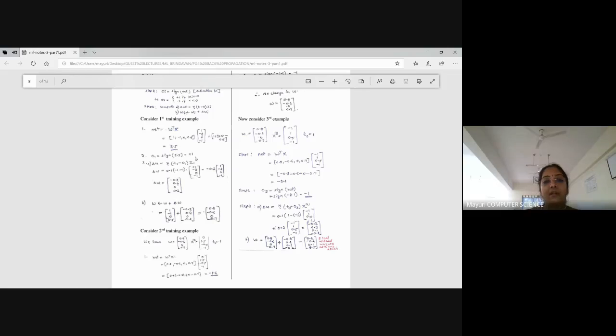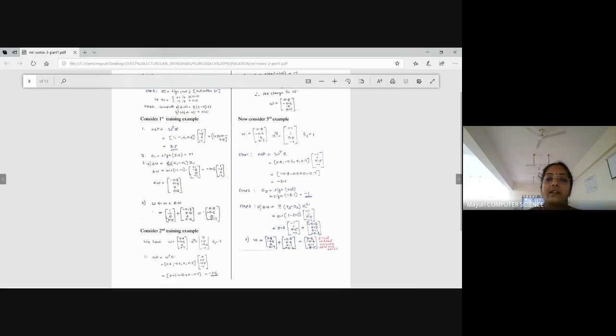So how do I update? My update rule is given here. Wi will be updated with Wi plus delta Wi. So how do you calculate the delta Wi value? It is your learning rate into target output minus actual output, what you got, into Xi. Every value is given to you in the question. So first calculate delta Wi, then add that to Wi.